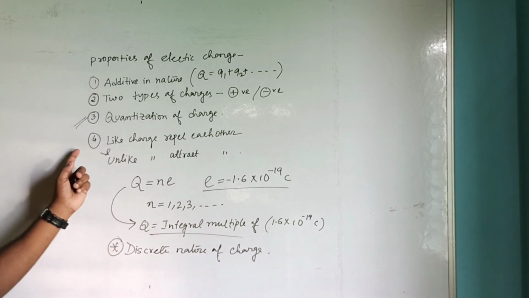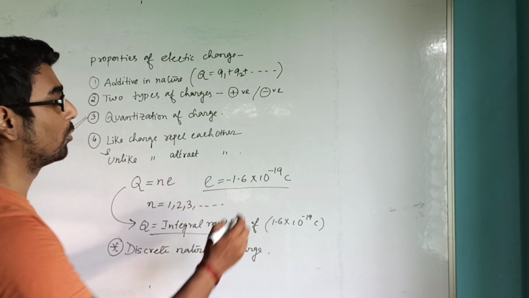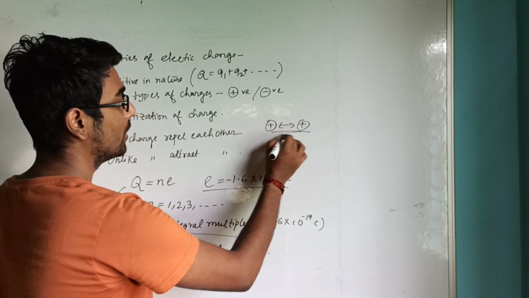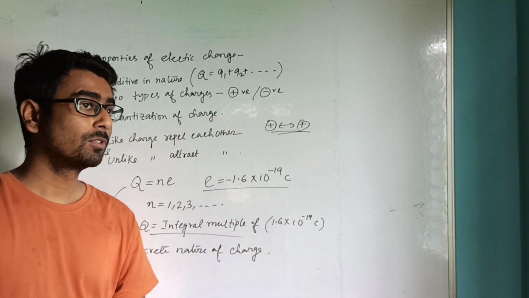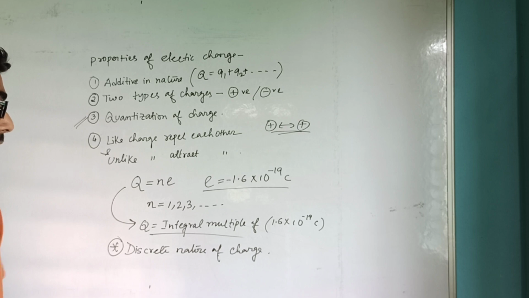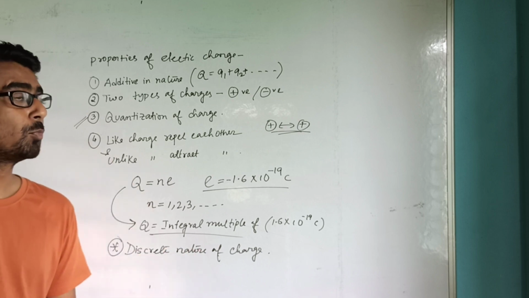The fourth point, we already know that like charges repel each other. That means positive and positive, there will always be a repulsive force, and negative and negative there will also be a repulsive force. If there are unlike charges like positive and negative, they will attract each other. So these are a few properties of electric charge.